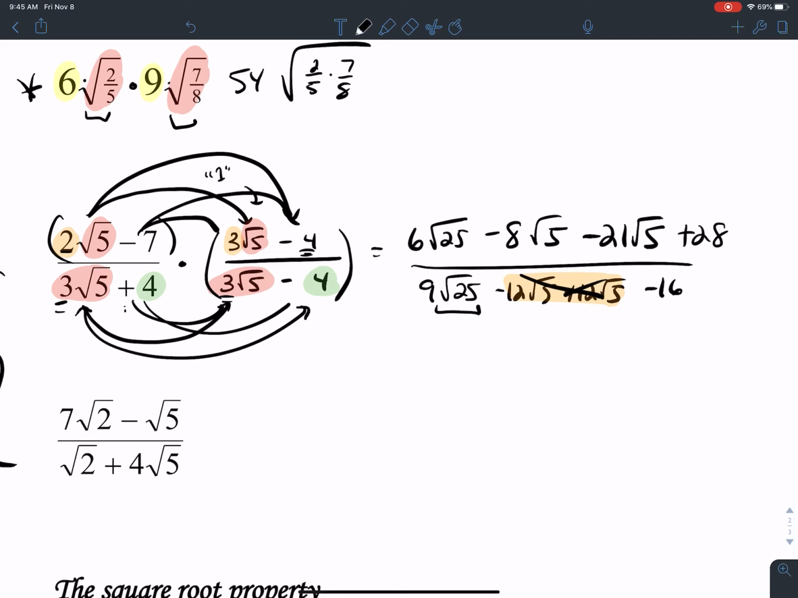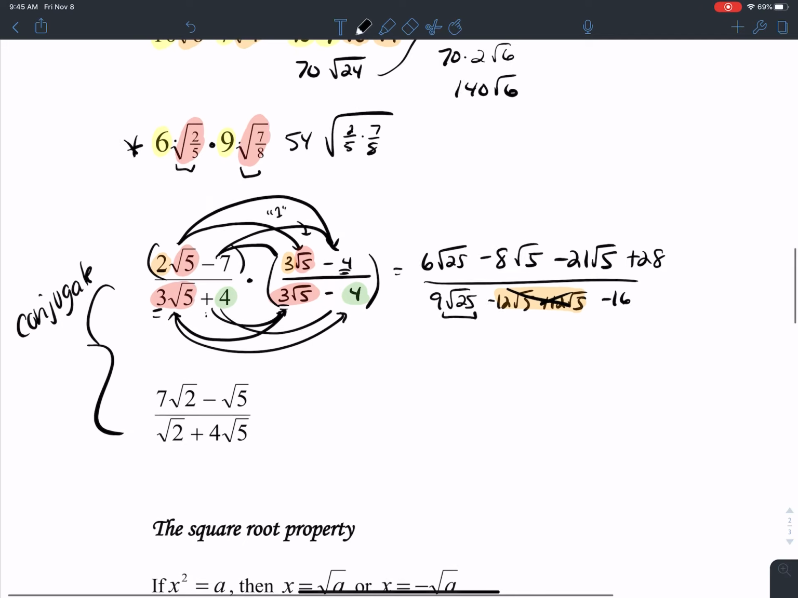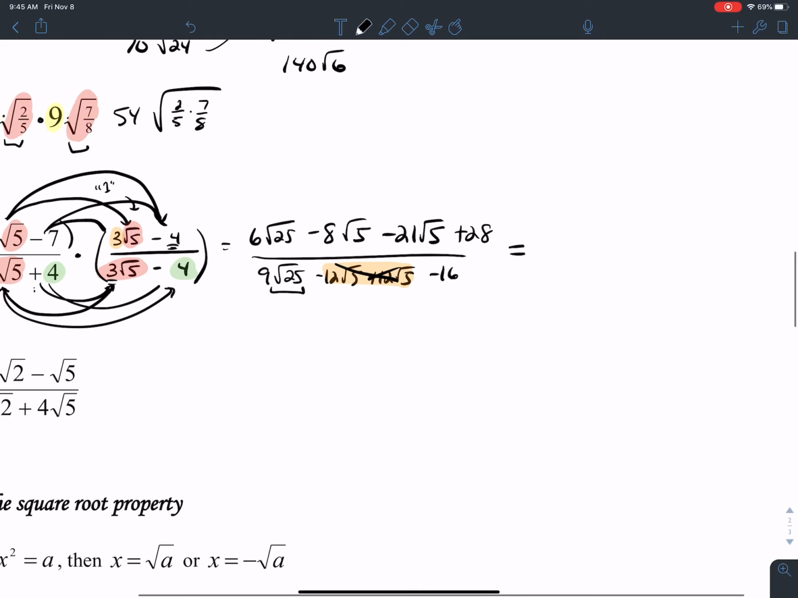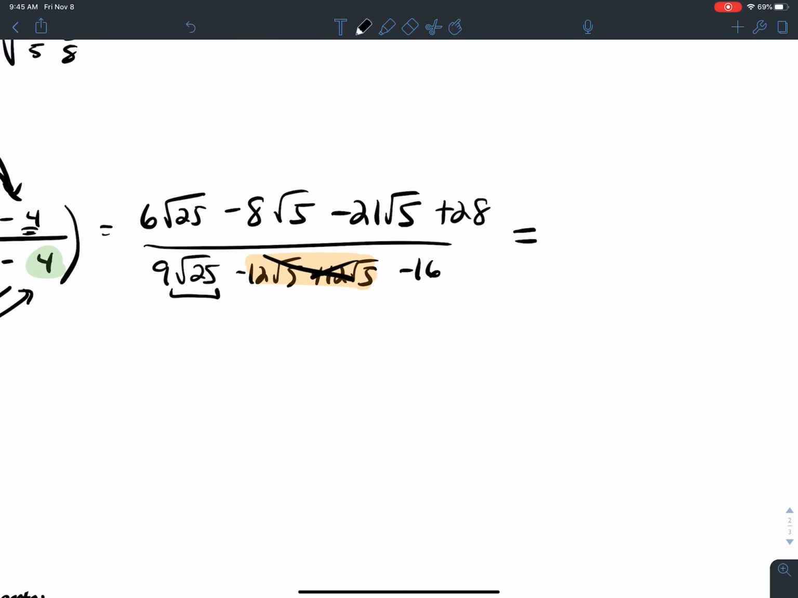And we know that the square root of 25 is a nice even integer value, or not even, but just an integer value. So we've successfully gotten the square root on the bottom to go away. So 9, and the square root of 25 is just 5, so that's 45. And then we have this negative 16. Now on top, we'll just clean some stuff up. This is 5, right, the square root of 25. So 6 times 5 is 30.